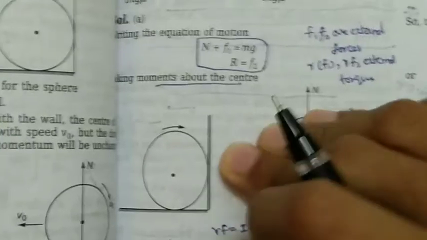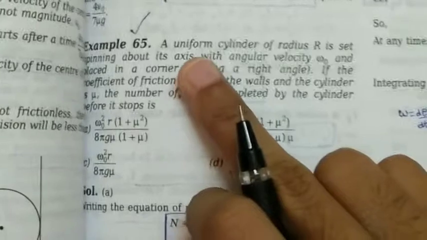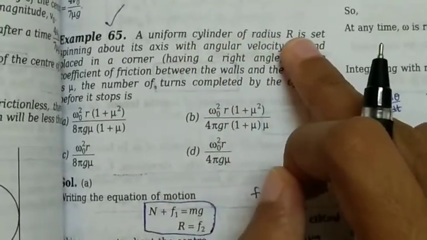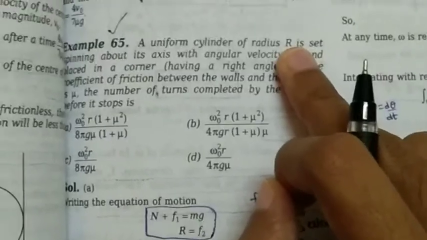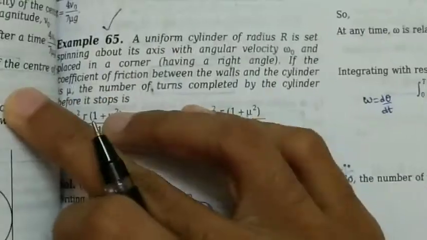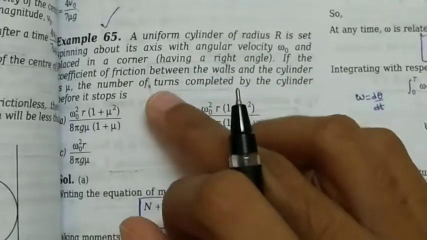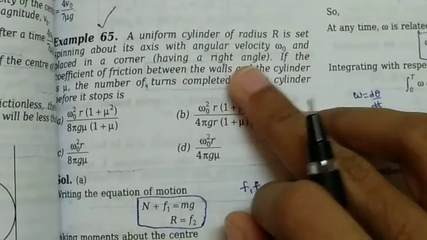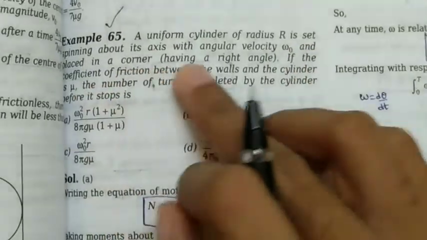So according to the question, this is the diagram, an imaginative diagram. What they have given is a uniform cylinder of radius r. We need to consider a cylindrical object, and uniform means a uniform distribution of mass, of radius capital R, and it is set spinning about its axis with angular velocity omega naught. It is rotating about its axis, and placed in a corner having a right angle.